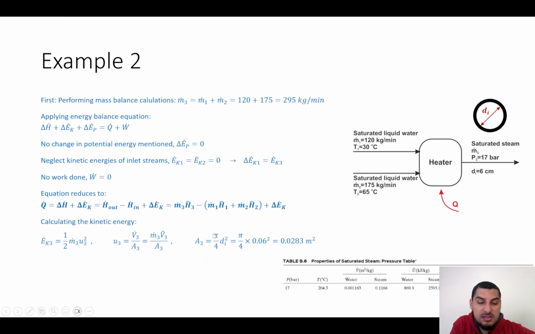For the area, it is the cross-sectional area, which is pi over 4 d square or pi r square, whatever you like to do. Pi over 4 d square, pi over 4 multiplied by the inner diameter. The inner diameter is given to be 6 centimeters, so we'll put it in 0.06 to be in meters. So we have the cross-sectional area in meter square.